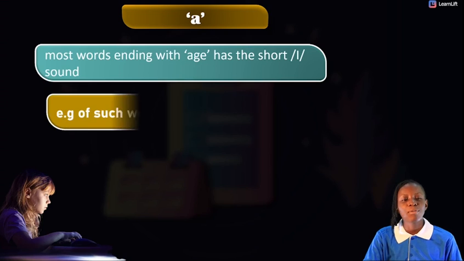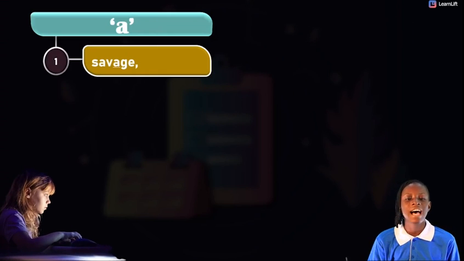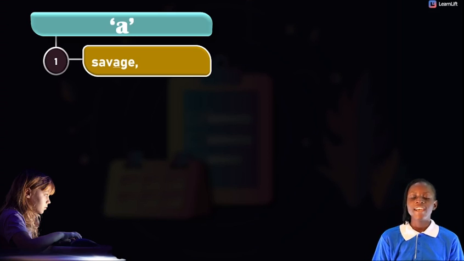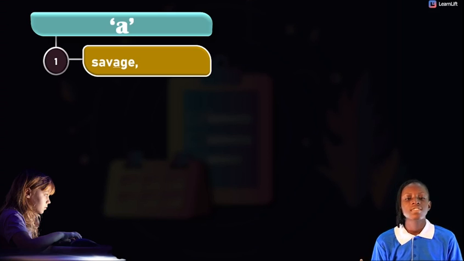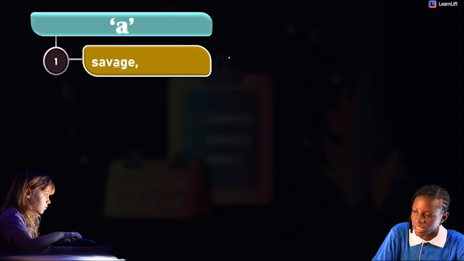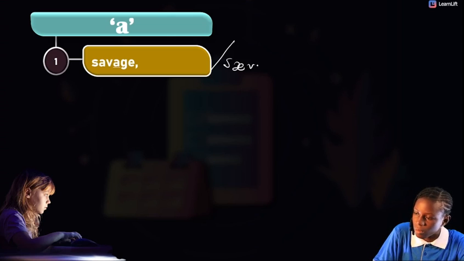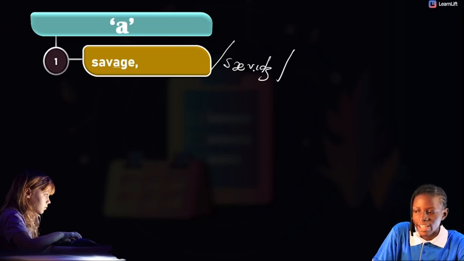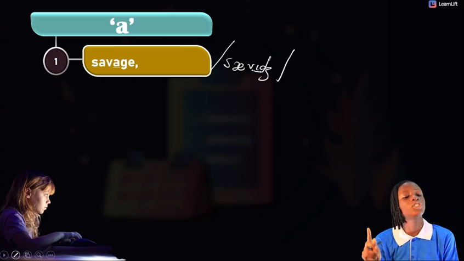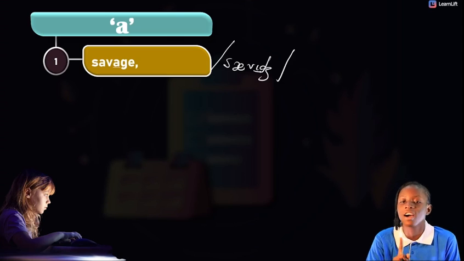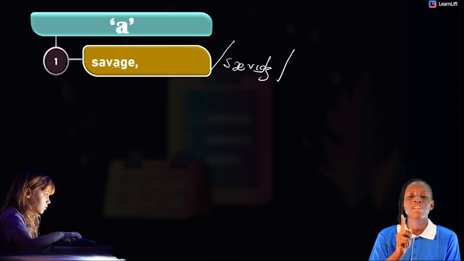Let's have examples of those words. We have savage. Remember the rules: most words ending with AGE, not all the words, but most, where the greater number of words ending with AGE, have the E sound for our A. So we have first savage, and we have our E sound here. Do not forget, transcription helps to give you verified answers. Therefore, you are to be attentive and follow up so that you can get it.